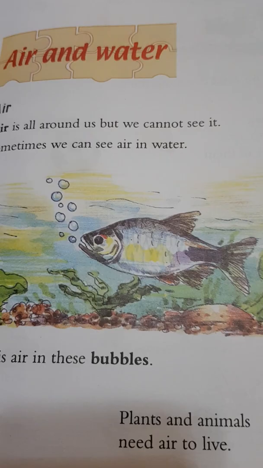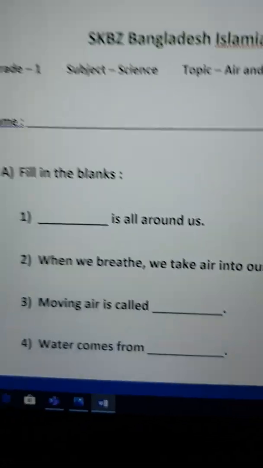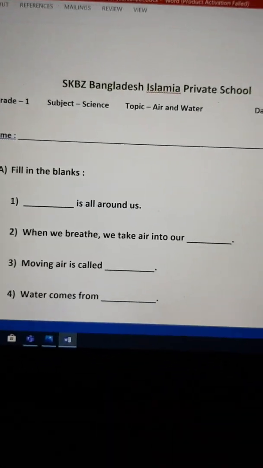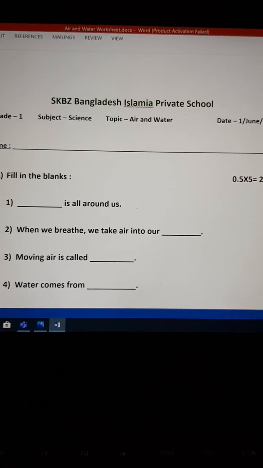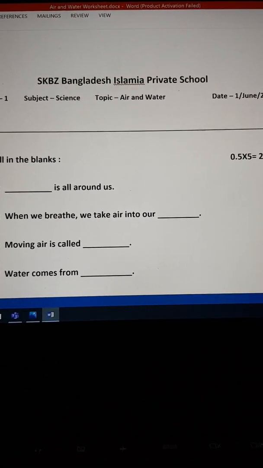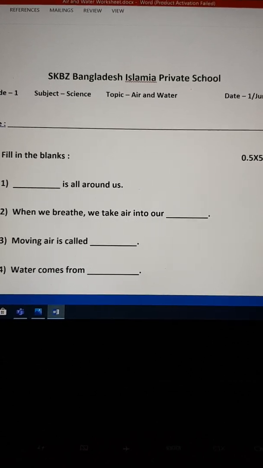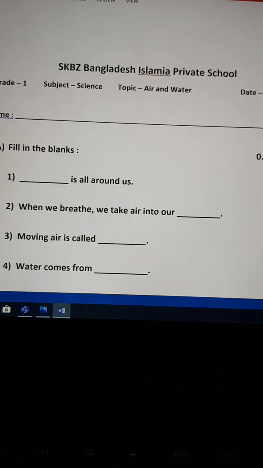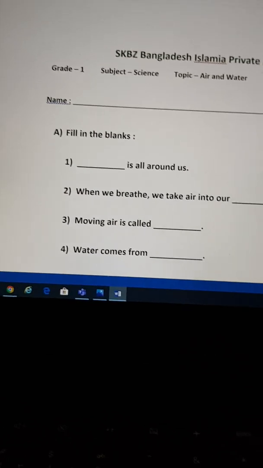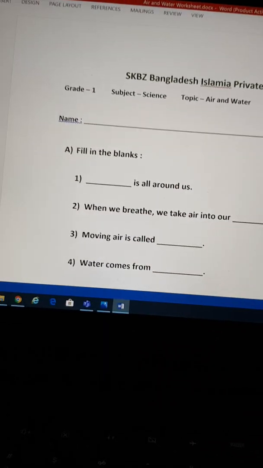See, this is your air and water chapter. You just read it from page 55 to page 57. Then you study the reference notes we have given you already. And then I have attached this worksheet in the Google Classroom. You have to take a printout of this worksheet, or if you don't have a printer, your parents can make this worksheet on a blank paper or in your school science copy. And then you will answer it. Don't forget to write your name first.